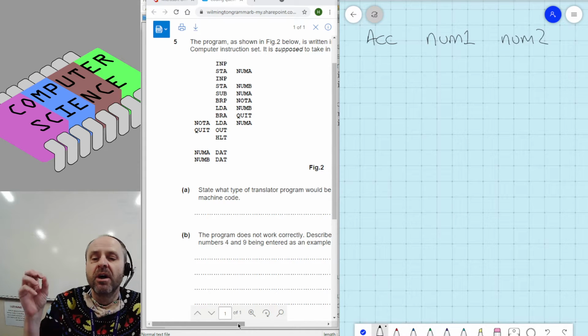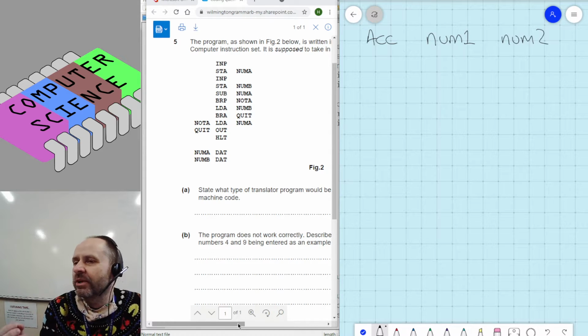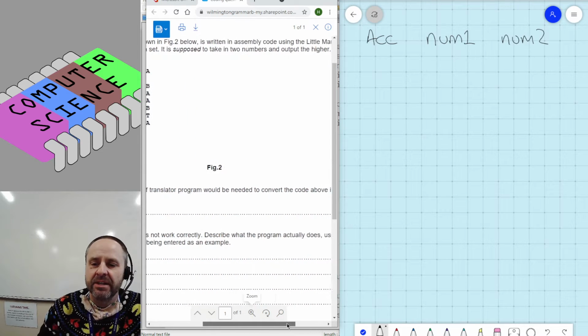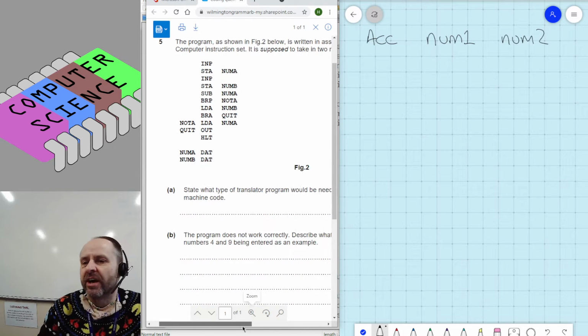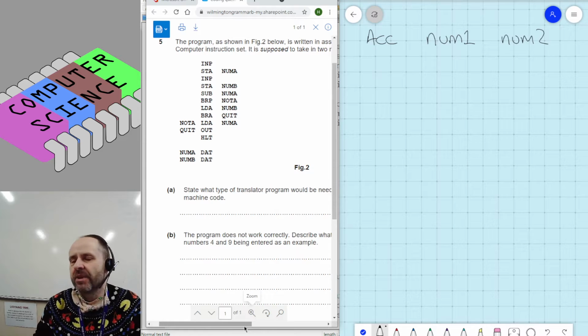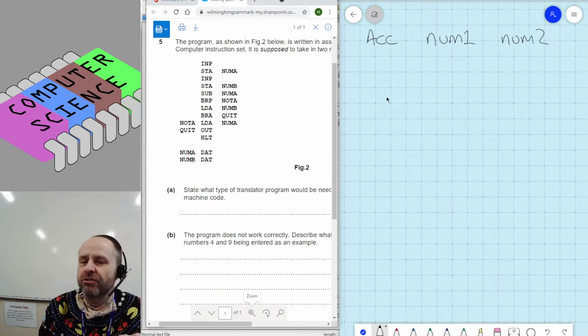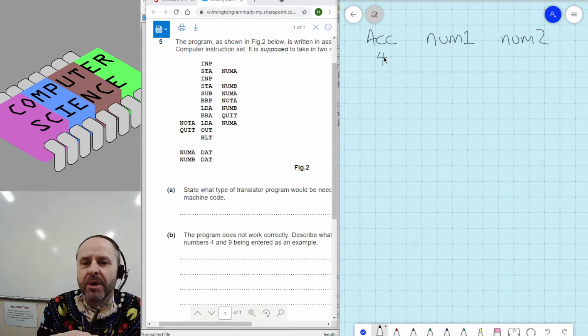Right, okay, so we were told in part B of this question down here, it said what happens when we input 4 and 9. So we've been given the data to use. So we're going to do the first instruction, input. So we input a 4, it goes into the accumulator. So what we do is we just write down 4 in the accumulator column.